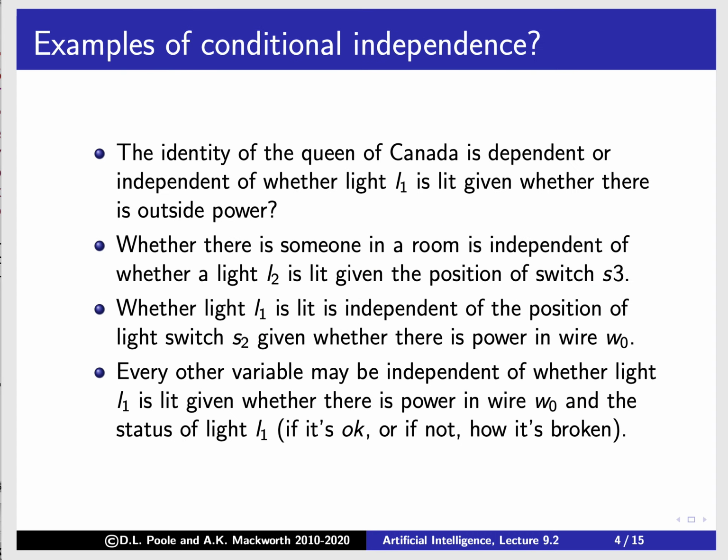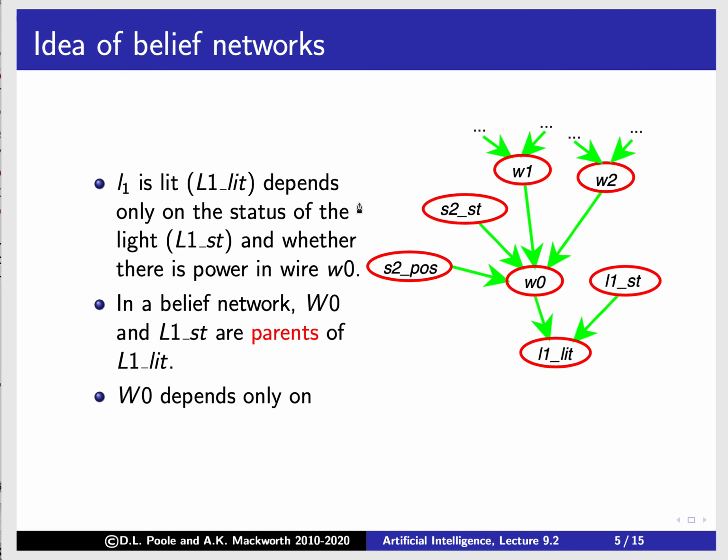So we're going to build a network. These random variables are going to correspond to nodes. We're going to say L1 is lit depends only on the status of light L1, which is this variable here, and whether there's power in W0. They're going to be the parents. So for L1 is lit, the arrows going into it say depends on. L1 is lit depends on those and is independent of everything else. So these are the parents of it.